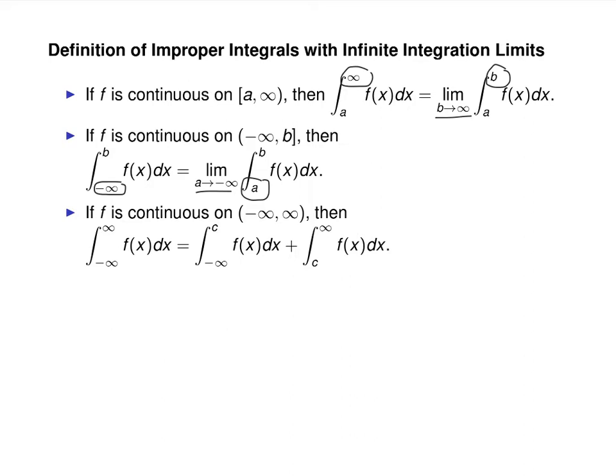And if you have an integral from negative infinity to infinity, you break it into two integrals using whatever number you want. I tend to pick 0 because 0 ends up being a pretty easy input. You find the integral from negative infinity to c and the integral from c to infinity, and just add them together separately.